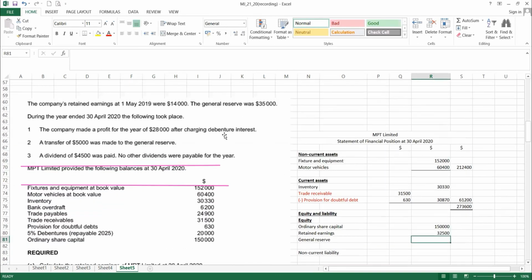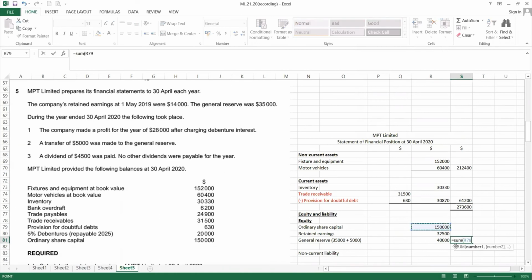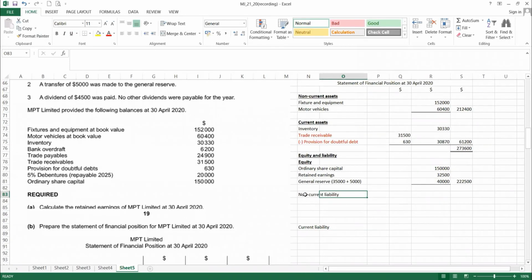Okay, general reserve beginning of the year. They had the balance 35,000. So this is the beginning of the year general reserve. And during the year, there is a transfer of 5,000. So basically, this one is total 40,000. So you can show your working beside here. 35,000 plus 5,000. So total general reserve is 40,000. Try to show your working, how you get the number, beside your detail. Okay, now we have done the equity section. The next one, non-current liability.